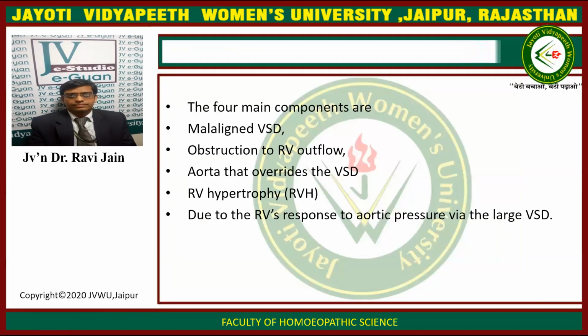So, in tetralogy of Fallot, there are basically 4 main components. That is, number 1, mal-aligned ventricular septal defect. Number 2 is obstruction to the right ventricular outflow. Third is the aorta that overrides the ventricular septal defect. Fourth is the right ventricular hypertrophy. So we have malaligned ventricular septal defect. There is obstruction to the right ventricular outflow. There is aorta that overrides the ventricular septal defect and right ventricular hypertrophy. Due to the right ventricular response to aortic pressure via the large ventricular septal defect.